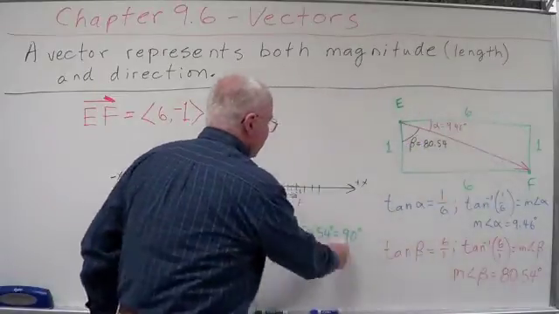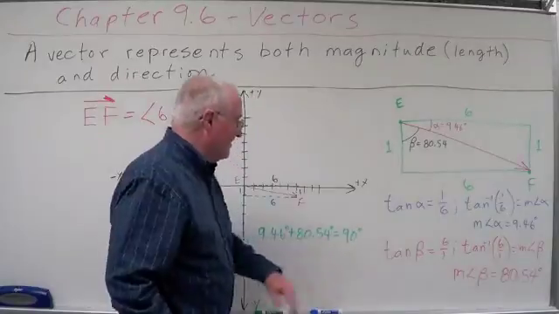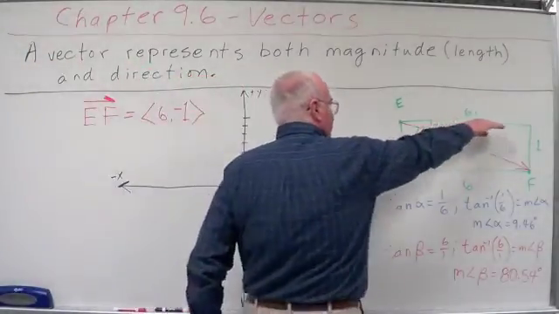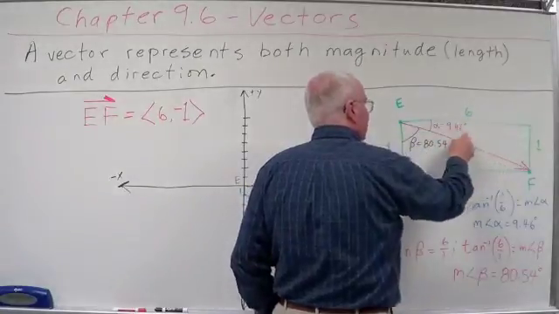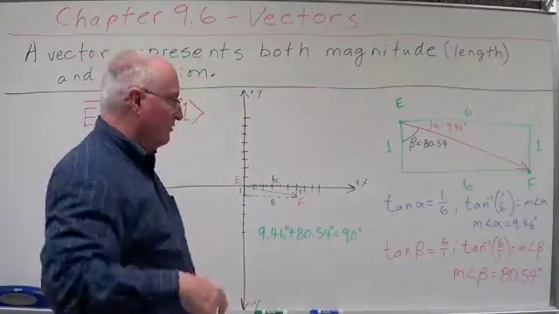Add those two together, what do we get? Well, we better get 90, haven't we? Yeah, we have to get 90. Okay? So what we know is, if we're coming off the positive x-axis, we've got 9.46 off of that positive x-axis in the downward direction.